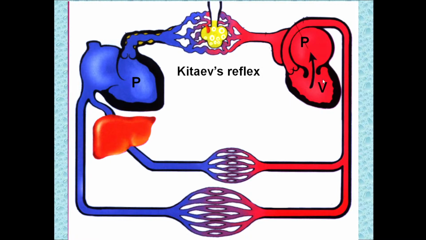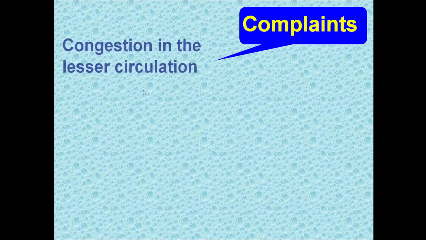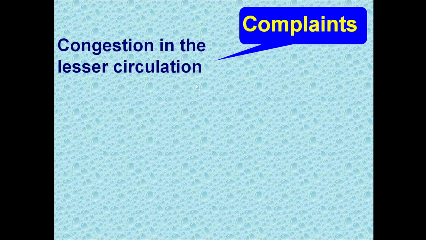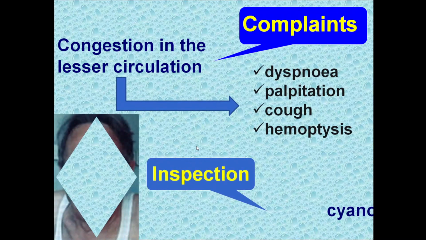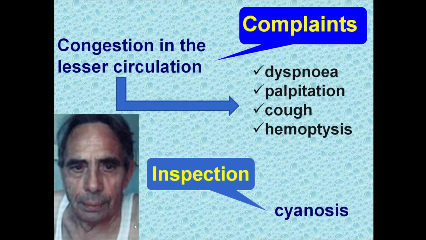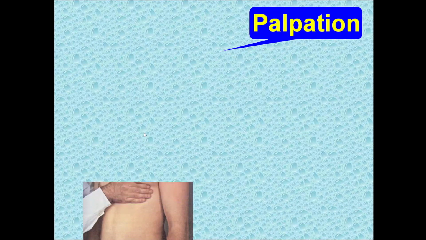First of all the left ventricle, then the left atrium, and the right ventricle. The patient complains of congestion of blood in the lesser circulation first of all. We remember there are dyspnea, palpitation, cough, and hemoptysis. On inspection, we see central cyanosis because first of all the problem will be with the lesser circulation, and the patient usually comes to the doctor before decompensation of the right ventricle. It appears later. There will be total heart failure.